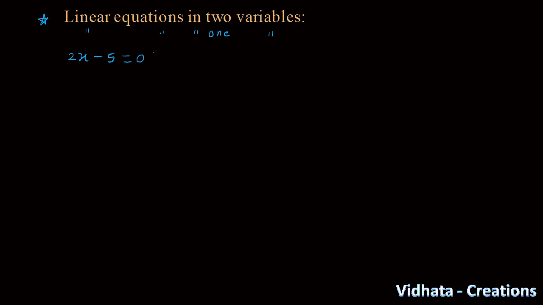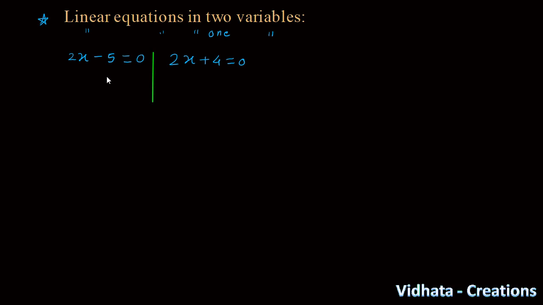Let us take one more example. Suppose I am having another linear equation in one variable, say 2x plus 4 is equal to 0. Then this type of equations are called linear equation in one variable, which we have studied in previous standard. How do we solve it, and what is meant by solution of this linear equation in one variable?